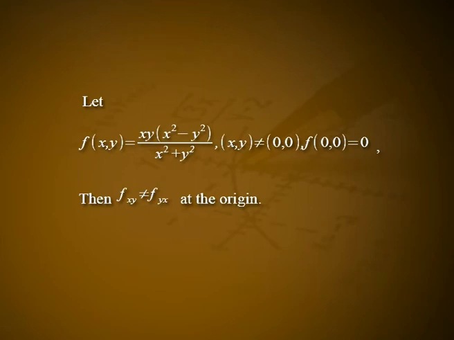Let us consider an example to show that fxy may be different from fyx. Example: let f(x,y) = xy(x² − y²)/(x² + y²) for (x,y) not equal to (0,0), and f(0,0) = 0. Then fxy is not equal to fyx at the origin.